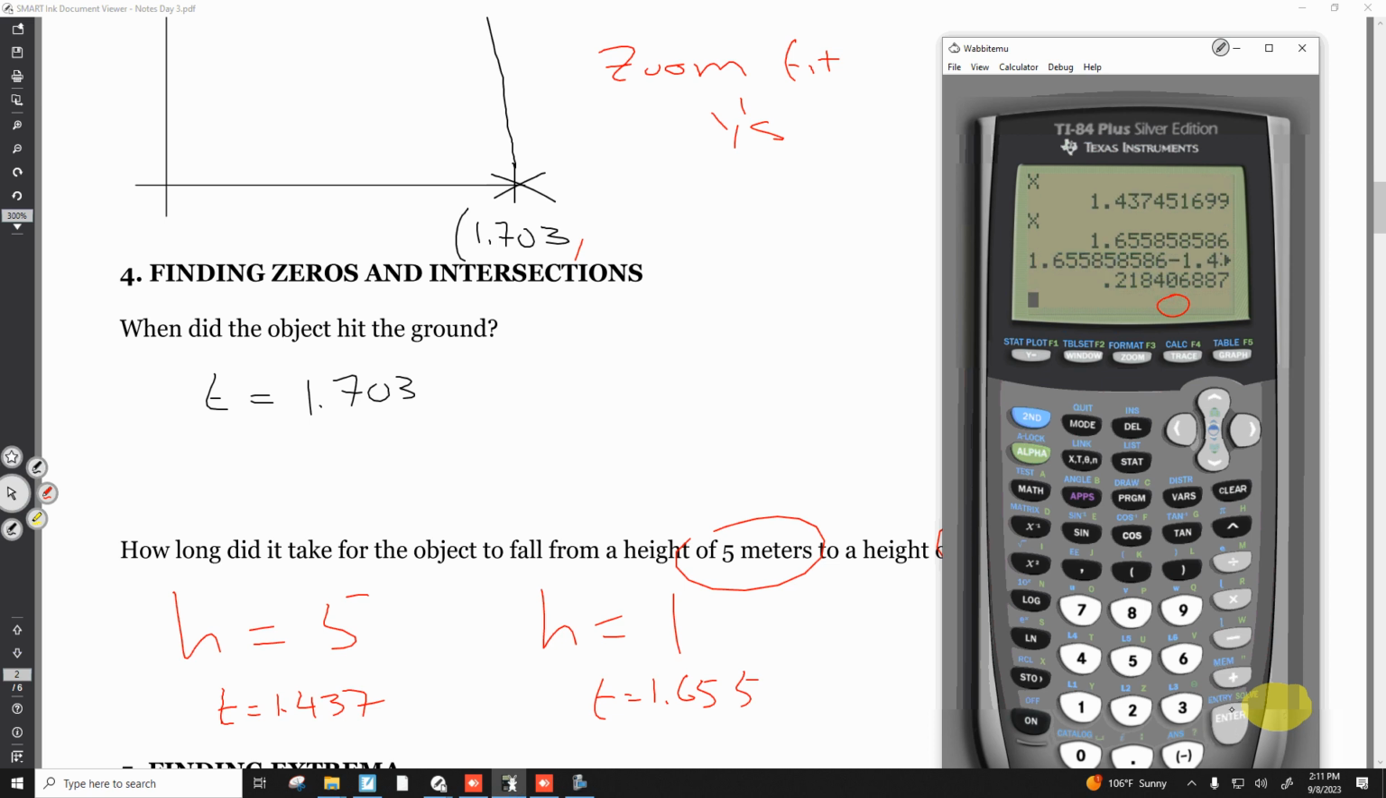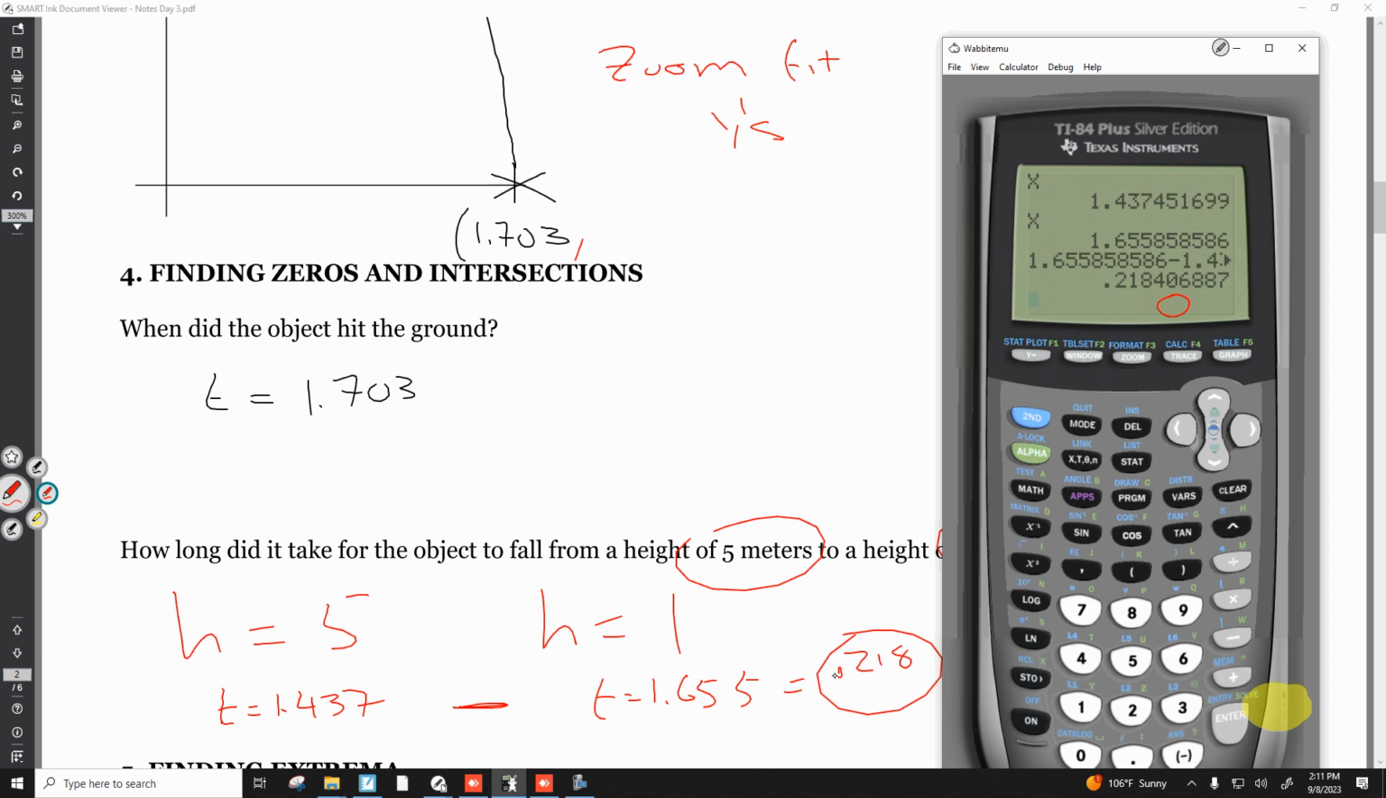You get an exact answer, guys. Don't round and use rounded answers to get a final answer. Use exact answers, get a final answer, round your final answer. So my time in between by subtracting these two values is 0.218 seconds. Cool?